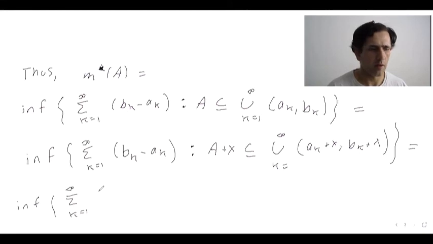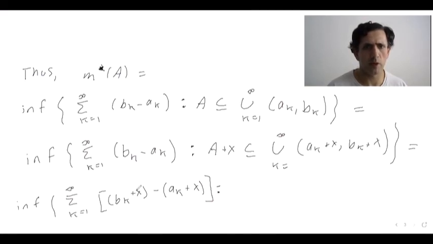So just write this as bk, bk plus x, ak plus x. Otherwise, yeah, literally these two are exactly the same. There's really nothing to this here. All right, so just rewrite this.